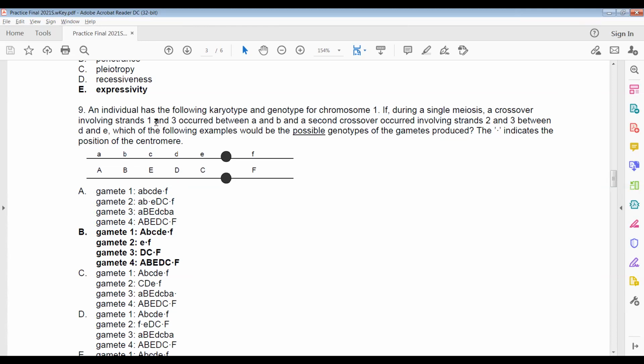All right. So let's look at the question here. Following the karyotype and the genotype of chromosome 1, if during a single meiosis a crossover involving 1 and 3 occurs between an A and a B, and the second crossover, say, between the D and the E. In the following example, which would be a possible genotype? This is a little more complicated than what we showed in the lecture, but it's still okay.